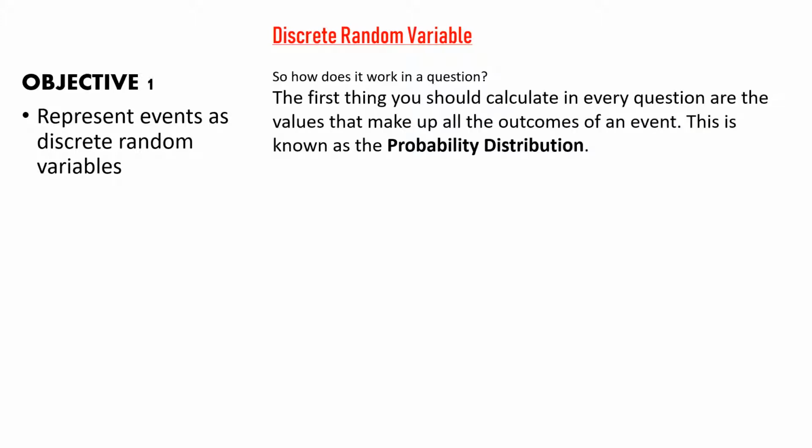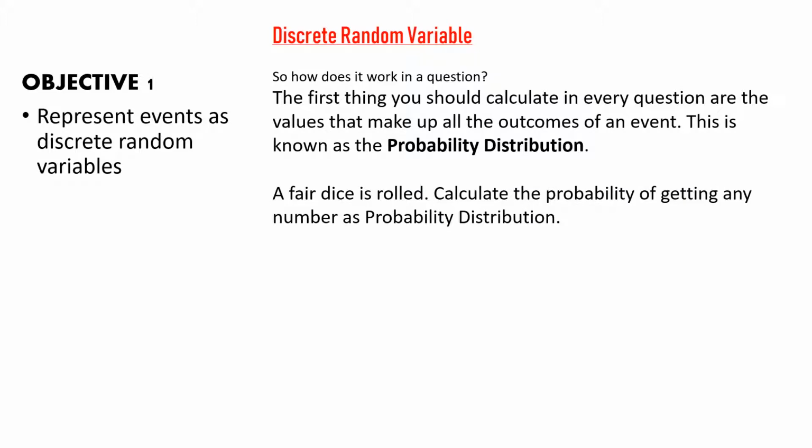So how does it work in a question? The first thing you should calculate in every question, unless it's given to you, are the values that make up all the outcomes of the event. And this is known as a probability distribution. A fair dice is rolled, calculate the probability of getting any number as a probability distribution.